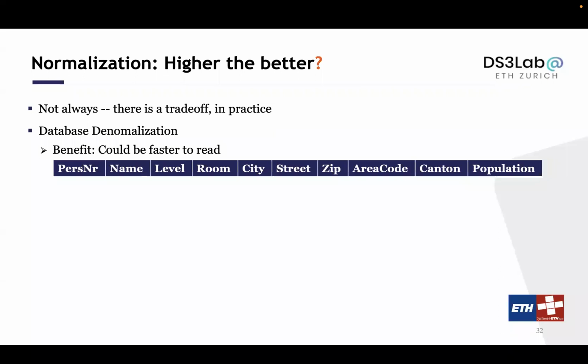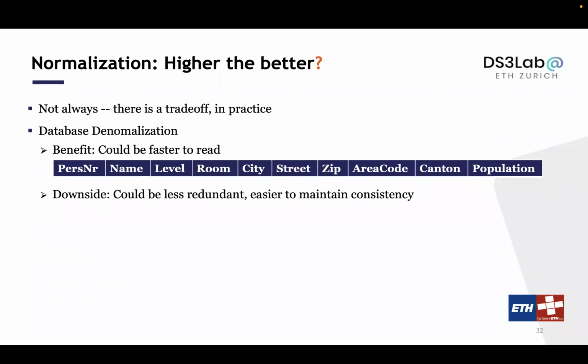Denormalization in practice could give you a whole bunch of benefits, and in practice, people actually do that all the time. Okay, they're going to denormalize up to a point where data redundancy will not cause a problem, but reads can be faster.